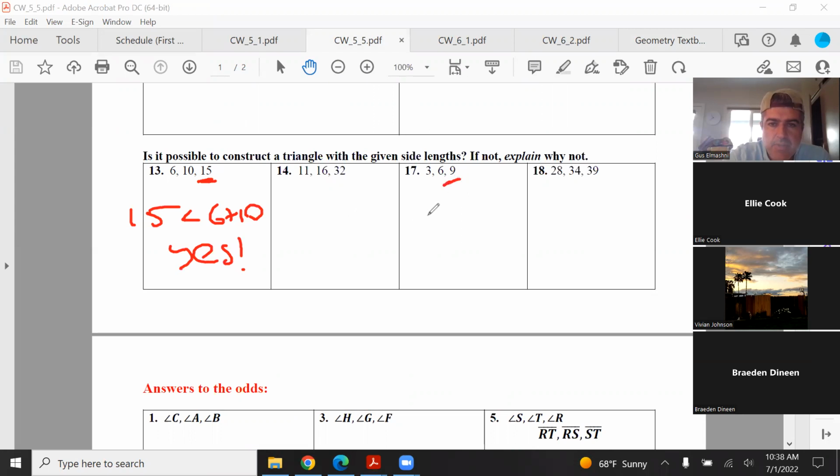9 is the biggest side here. Is 9 less than 3 plus 6? They equal each other. So the triangle would collapse. These two sides, 3 and 6, would fall onto the side with length 9. So the answer is no.